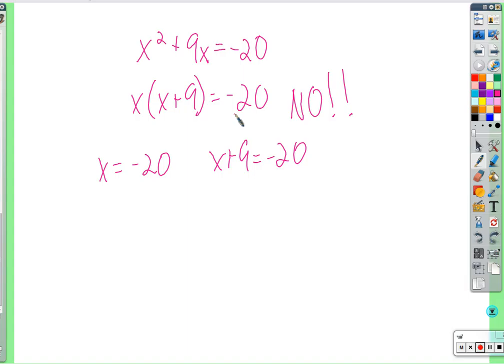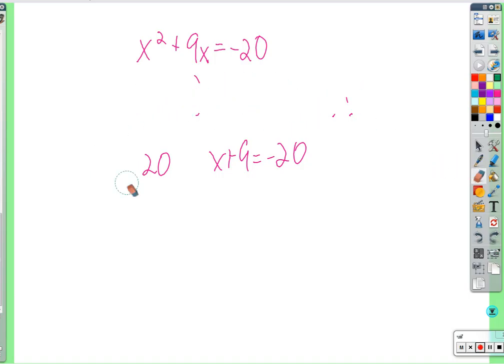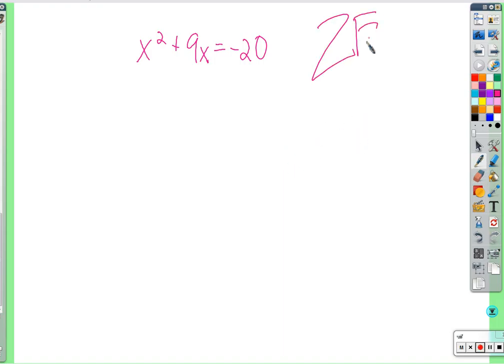In order to multiply and get 0. Or this does have to be 0 to equal 0. There's lots of ways to multiply to negative 20, right? But only one way to multiply to 0. That's to multiply by 0. So we can't say this. We can't say x equals negative 20 or x plus 9 equals negative 20. It's very important that the other side of the equation is 0.